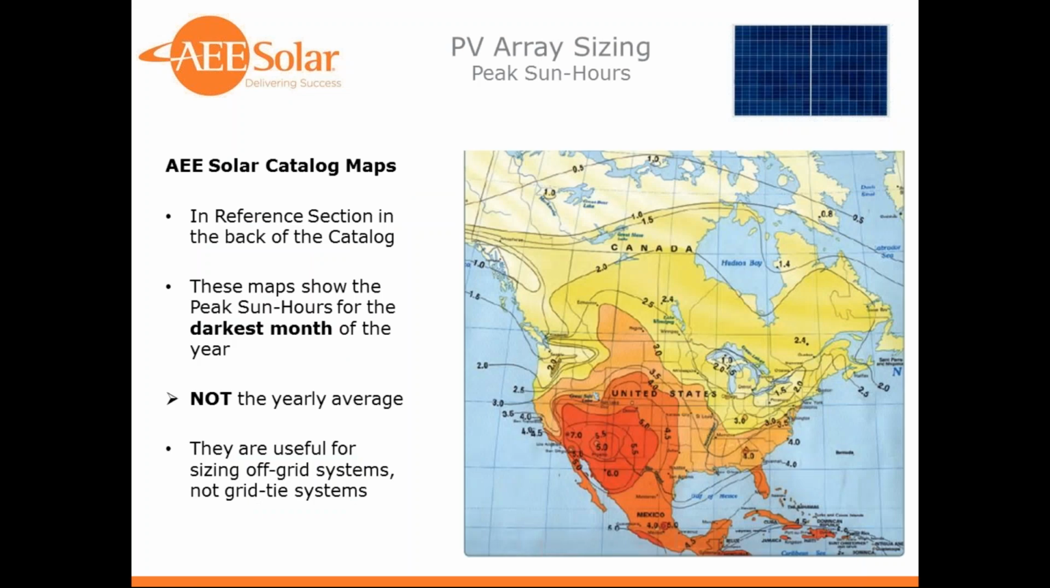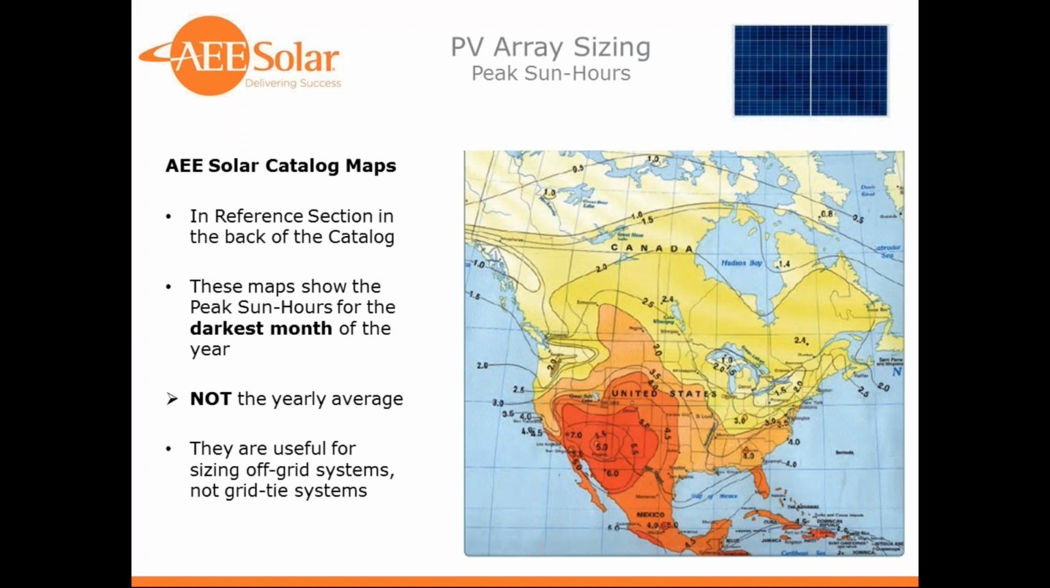We do have maps in the back of our catalog. These maps cover the world. They're kind of rough. I mean, obviously, a world map is not going to have details of microclimates of specific areas, but you can still get an idea of what the sunlight potential is in all these different areas.